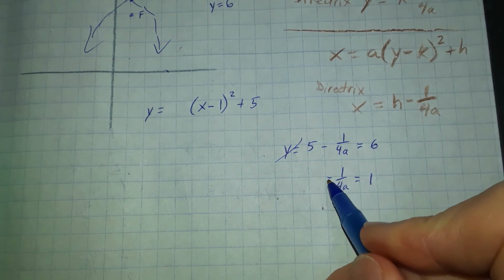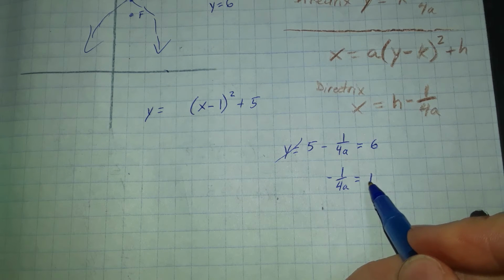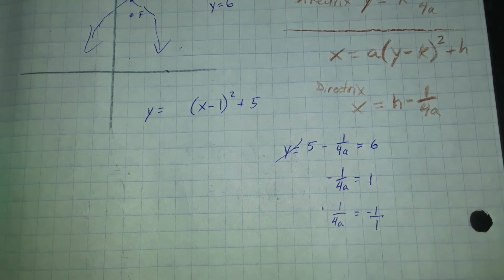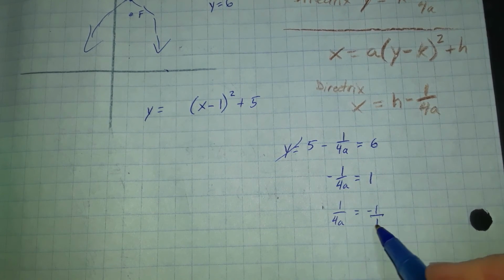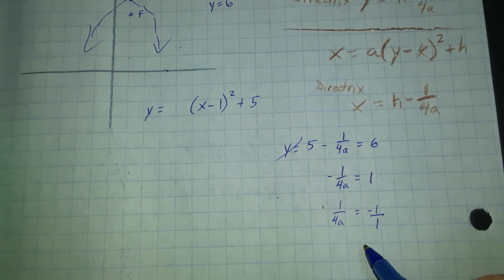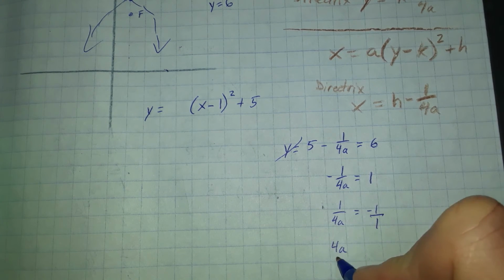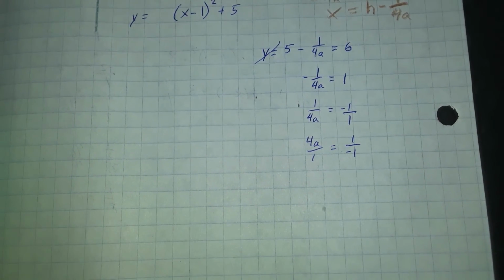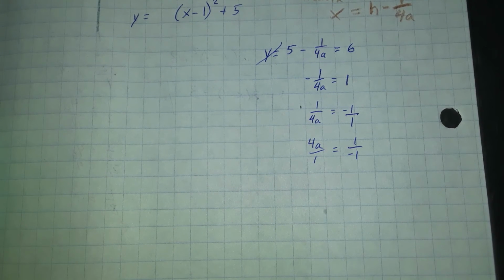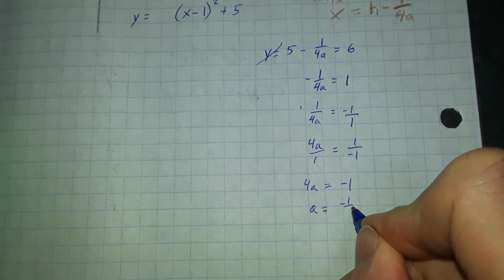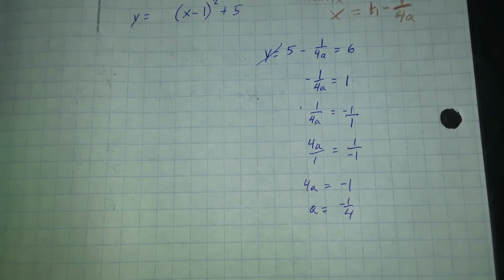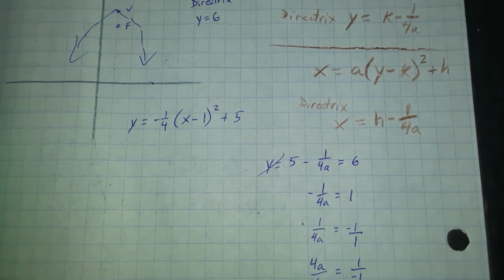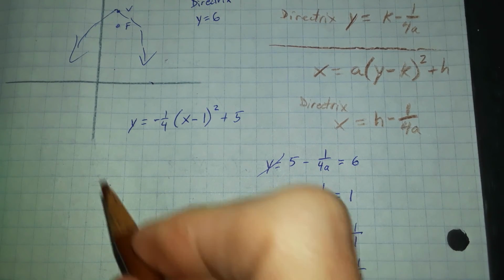Then I can multiply both sides by negative 1 to get this positive. Then I'm going to put this over 1 and take reciprocals of both sides. So I've basically created equal proportions, so I can take the reciprocal of both sides. This is just a bunch of algebra to simplify this. As I move through the algebra, I get a is equal to negative 1/4. So I'm going to fill that in here. So this is the equation for my parabola.